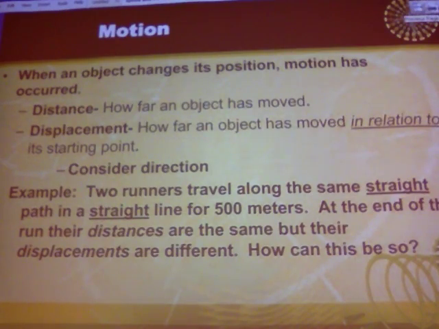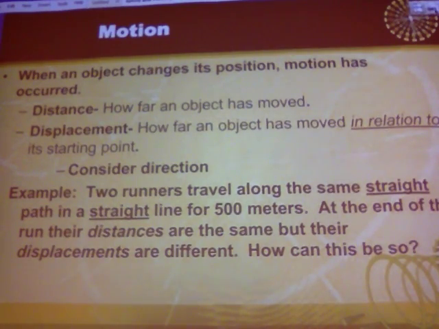Let's begin with the idea of motion. When an object changes its position, motion has occurred. There's two topics related to motion. There's distance, which is simply how far an object has moved, and displacement, which is how far an object has moved in relation to its starting point. So you have to consider the direction.